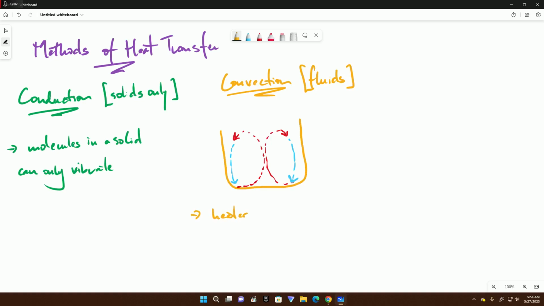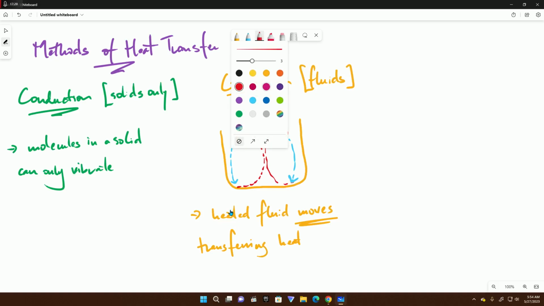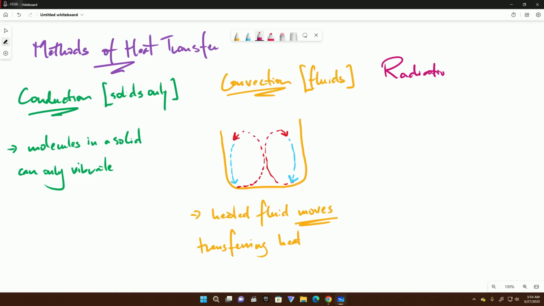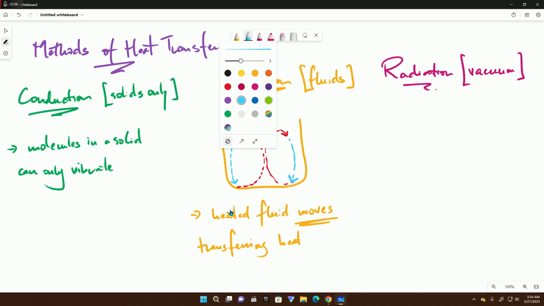Heated fluid moves, transferring heat. And then finally, there is radiation. Radiation is the method of heat transfer through a vacuum. It's how we get heat from the sun. The easiest and best example.